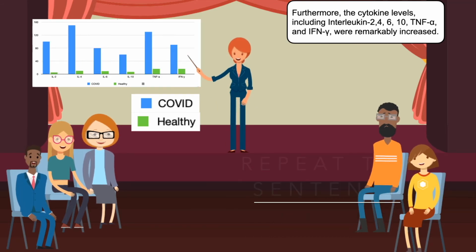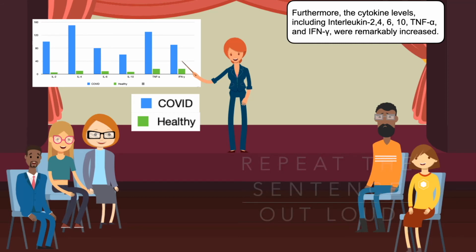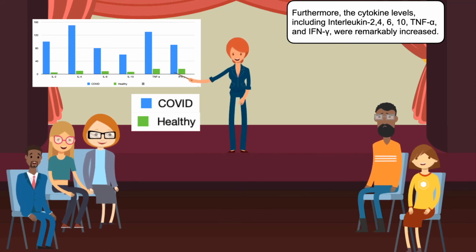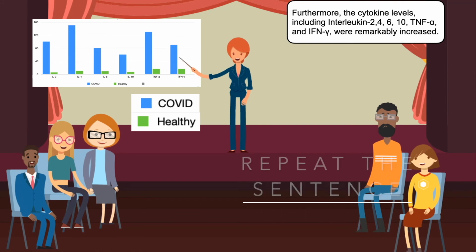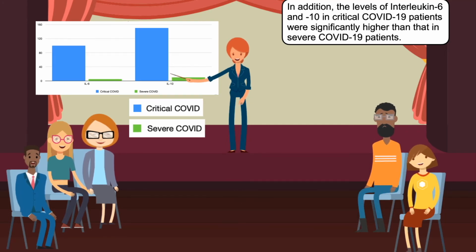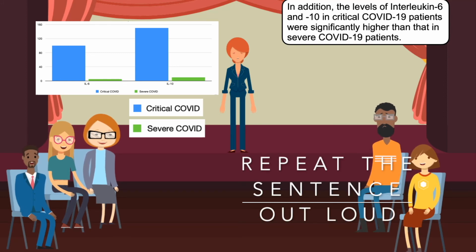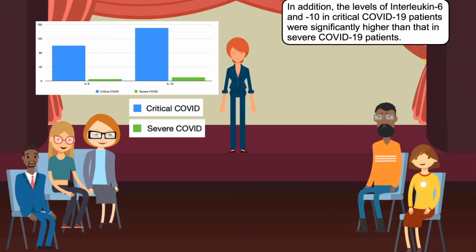Furthermore, the cytokine levels, including interleukin 2, 4, 6, 10, TNF-alpha, and interferon gamma, were remarkably increased. In addition, the levels of interleukin 6 and 10 in critical COVID-19 patients were significantly higher than that in severe COVID-19 patients.